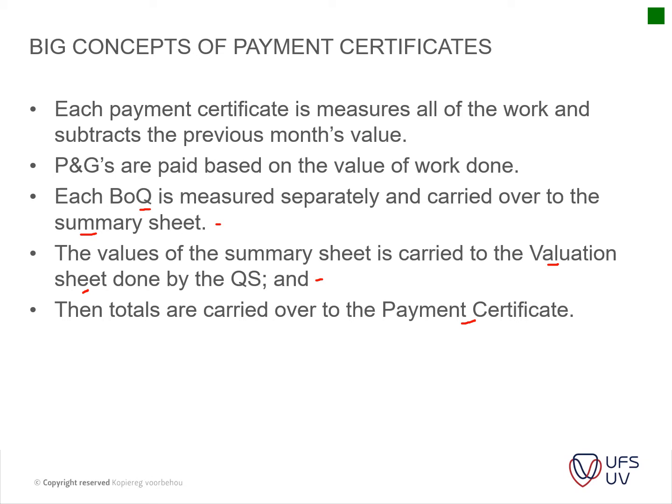So in summary, you will have three different sheets that you're going to populate. Firstly, you're going to have the BOQ. Let me just mark this in blue. You will have the BOQ, and then you will have the summary sheet, and then you will have the payment certificate. Those are the three sheets that you need to populate with every payment certificate.